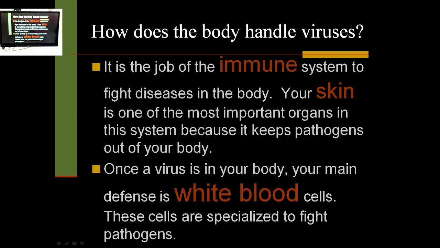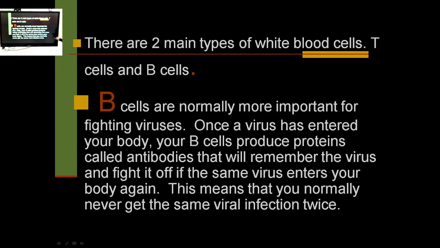So the white blood cells are specialized cells to fight pathogens, okay? We have two types of white blood cells, either T cells or B cells. Let's start with the B cells. The B cells are normally more important for fighting viruses.